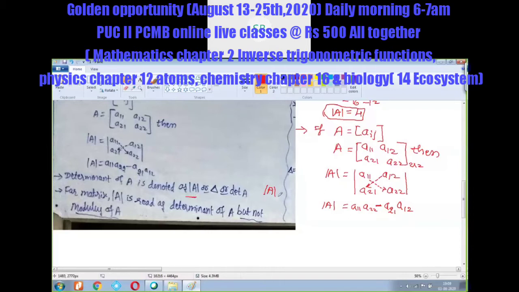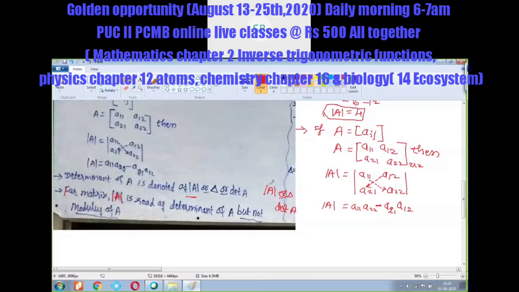Okay. Next, one more way we can indicate that is delta. Or else in some books they give it as det of A, which we read as determinant of A. Meanwhile, one more point is mentioned here. For a matrix, this we read as determinant of A, but not modulus of A.